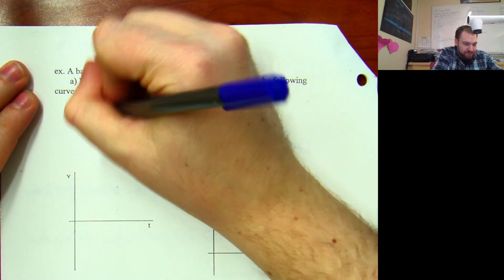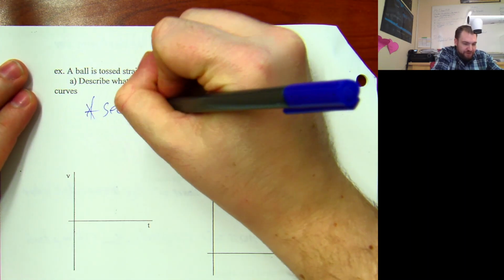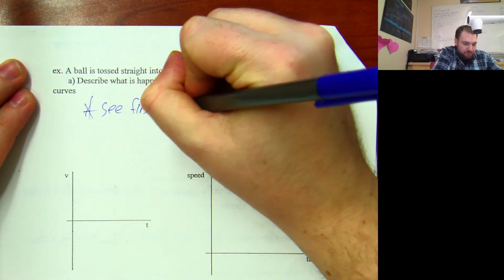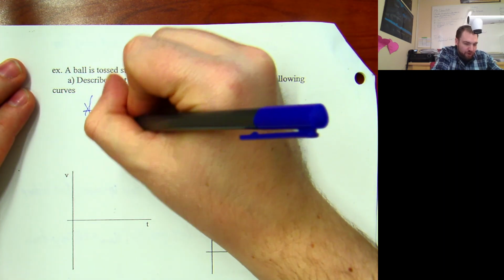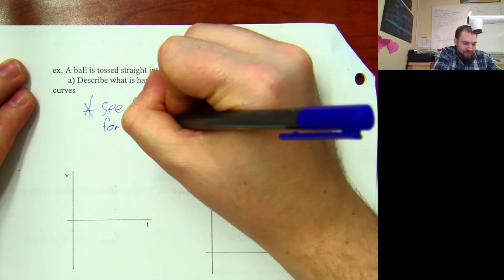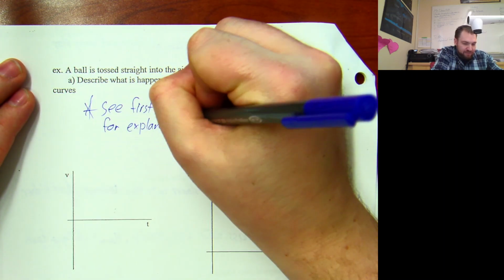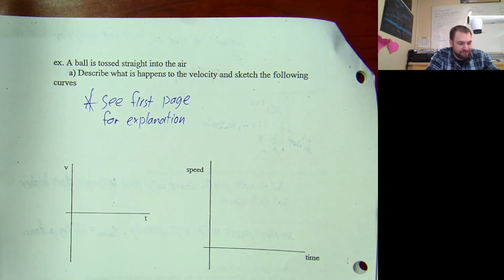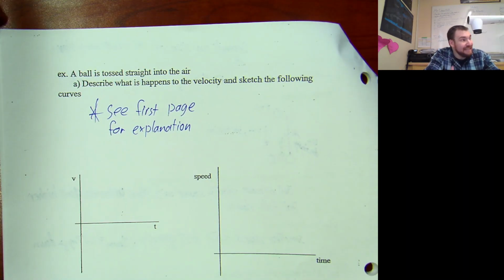I'll go like this. See first page. Explanation. I'm not going to make you repeat yourself. On a VT graph, what's it going to look like? On a VT graph, not a displacement time graph, a velocity time graph.